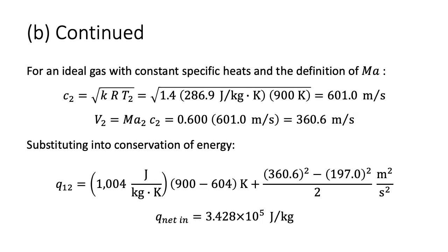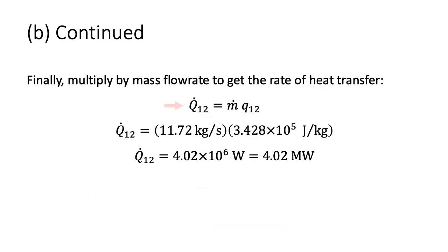Substituting in the values needed to calculate the change of enthalpy and kinetic energy into our conservation of energy equation, we get that the heat transfer per unit mass is 34.3 megajoules per kilogram. Finally, multiplying by the mass flow rate calculated earlier, we get that the rate of heat transfer is 4.02 megawatts. This magnitude corresponds to an inlet flow for a large gas turbine being used to produce electrical power.